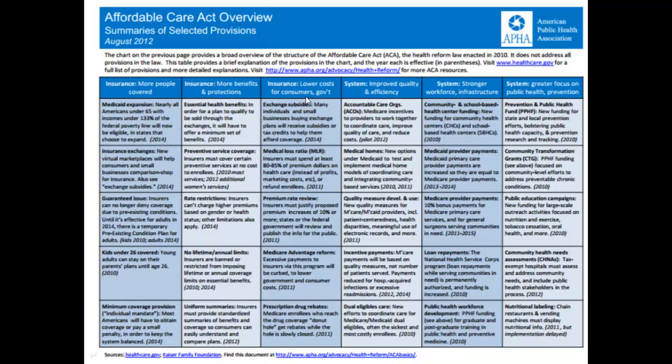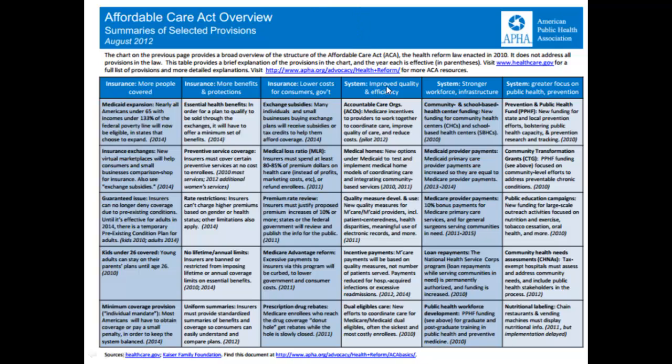Insurance, lower costs for the consumers. You all know about exchange subsidies, and that's been an interesting process to see different states roll out their subsidy insurance programs, and of course healthcare.gov, but I think that's been worked out.